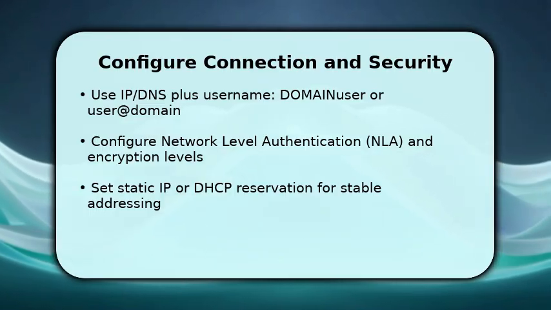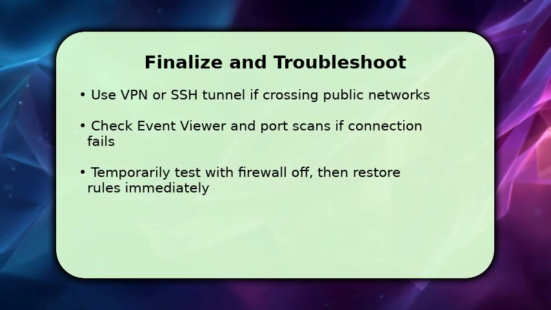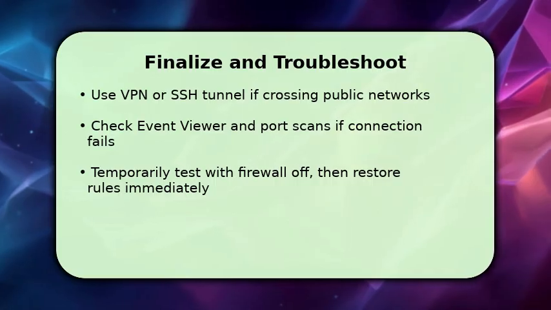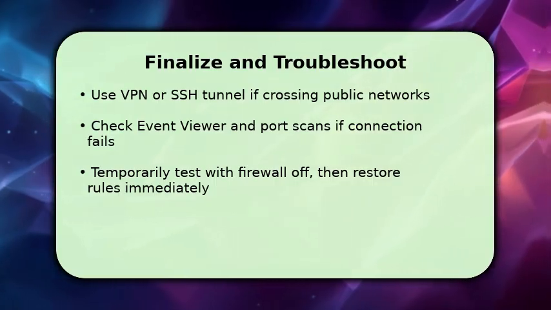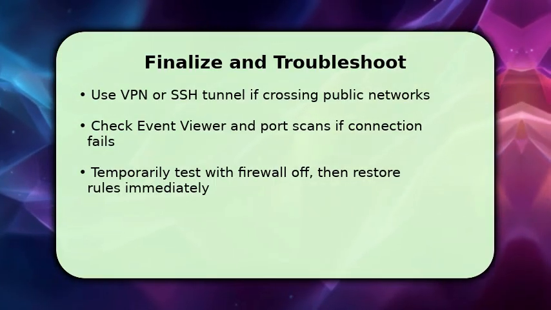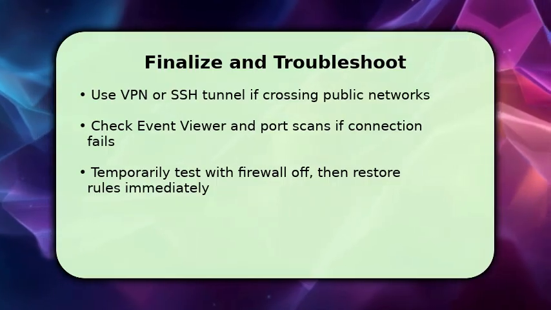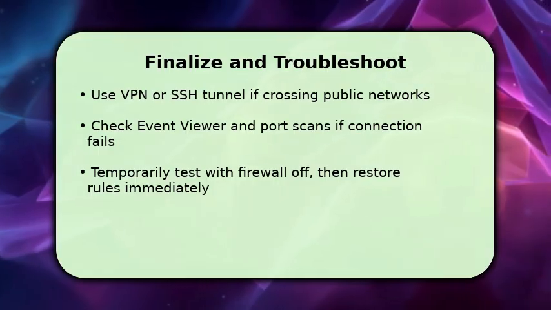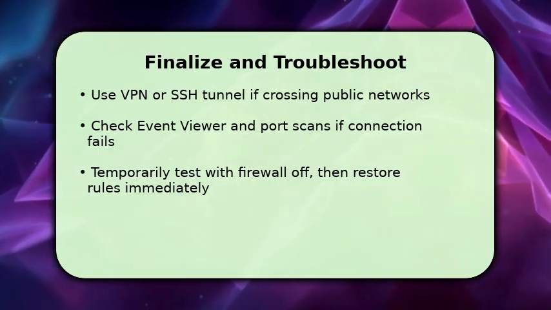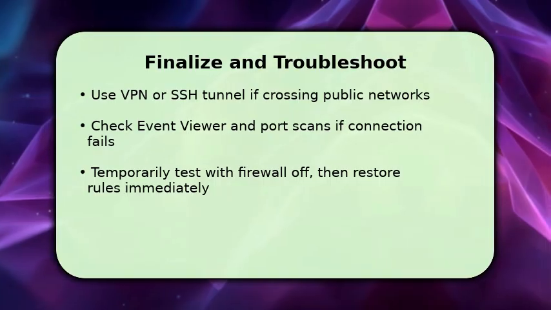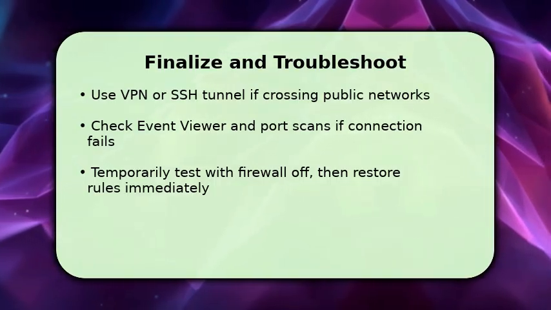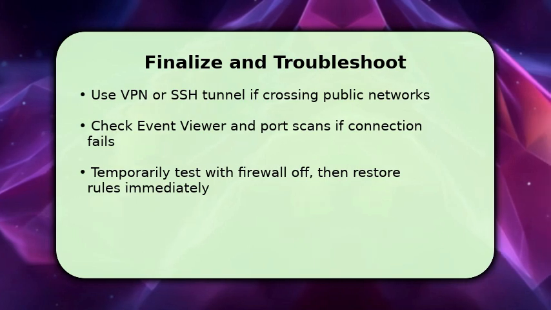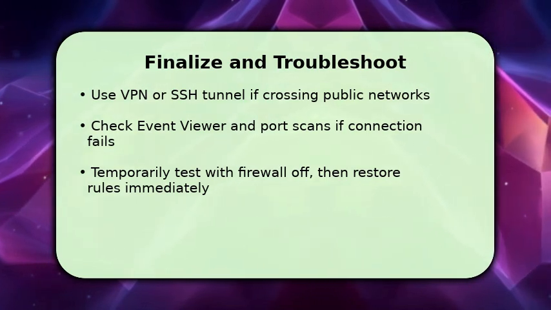Finish by securing and validating the full path. If you cross the public internet, route Remote Desktop through a VPN or an SSH tunnel to prevent exposure. This is why you avoid opening RDP directly to the world. Then attempt a full remote login and run a quick app to confirm clipboard, drive, and printer redirection. If things go wrong, check Event Viewer for authentication or network errors, run a port scan, and, as a last resort, briefly disable the firewall to isolate whether rules are blocking traffic.